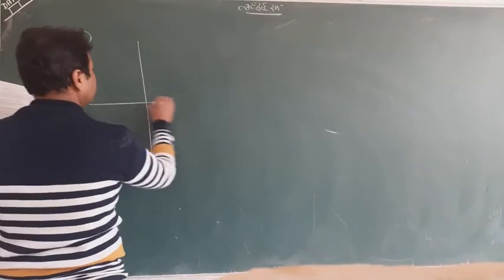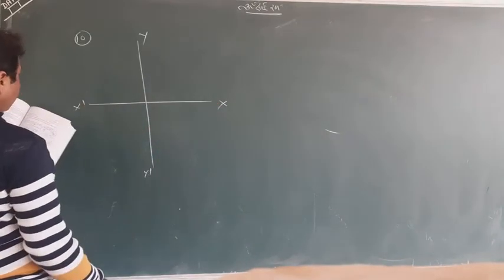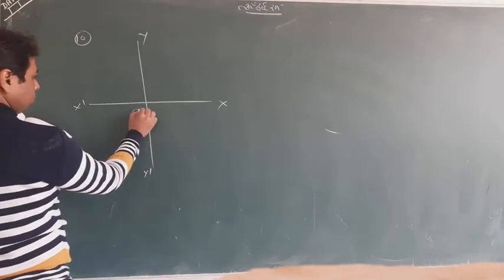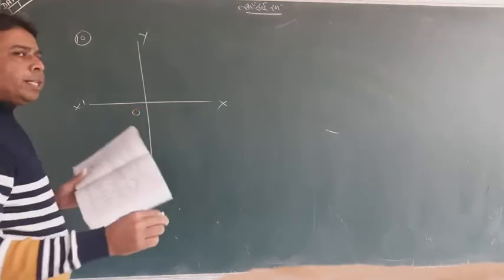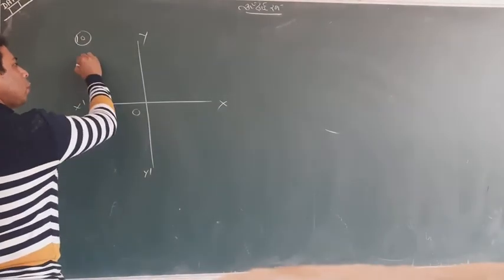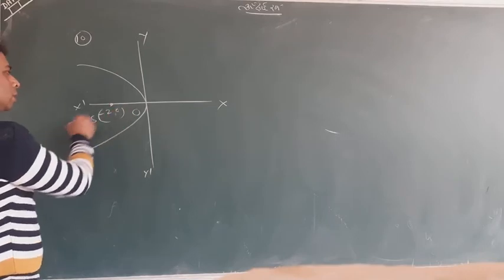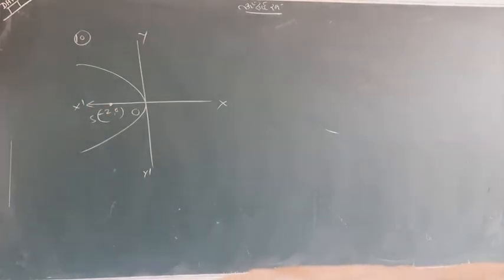Look at it. This is the axis and the vertex is double O. The focus is minus 2, 0. So minus 2, 0 will lie here, so your parabola will be like that. Minus 2, 0 is the focus like that. So it is very simple.